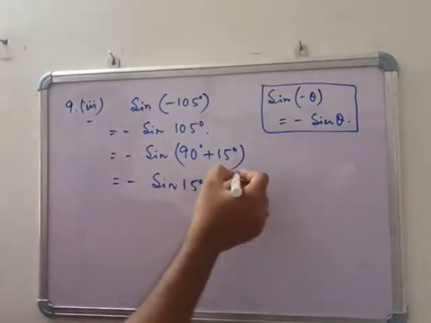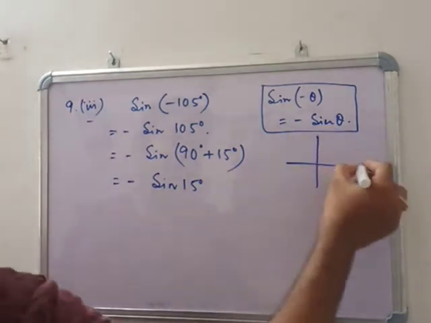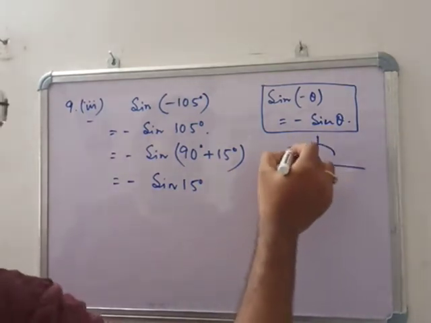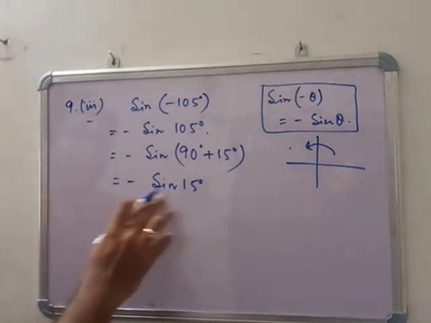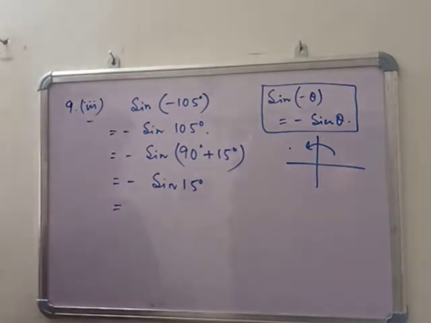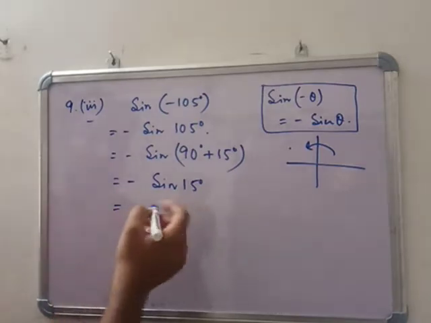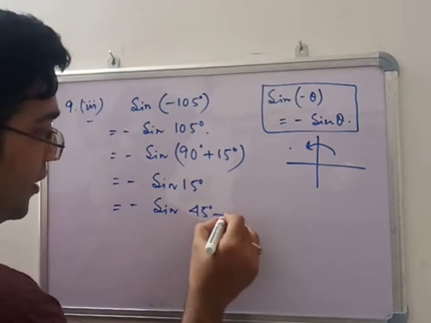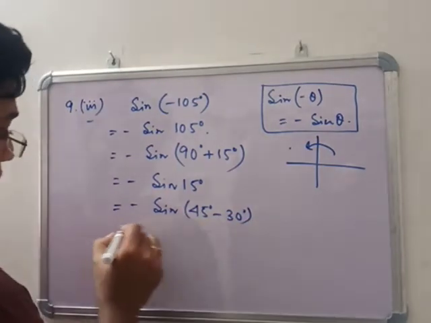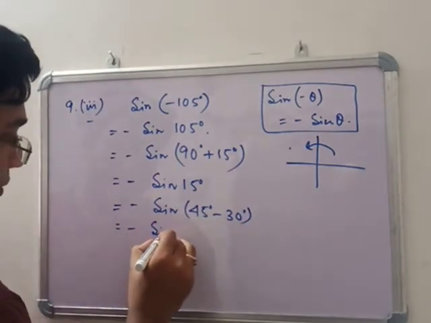In the second quadrant, sine is positive here. So now you have to find the value of sin 15. That means sin(45 degree minus 30 degree).